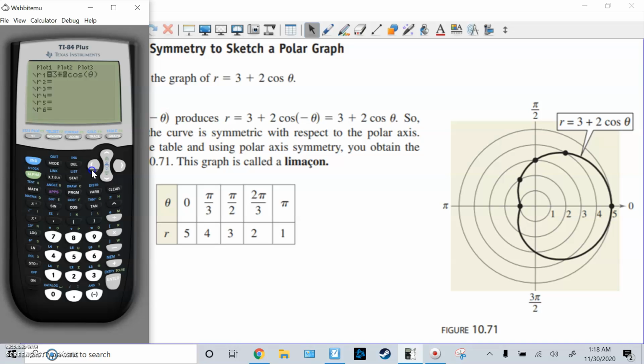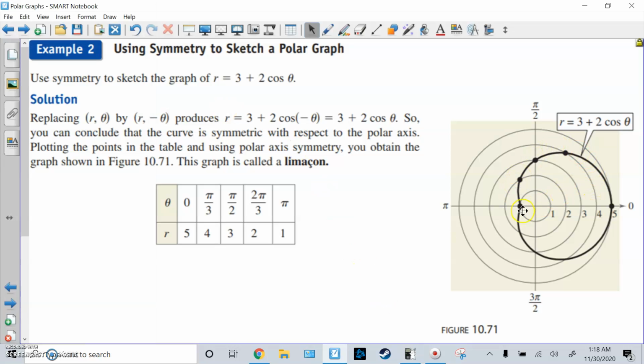Notice, let me turn that thing back on. Notice it starts right here. It goes in that. Kind of flattens right there. Or actually cuts in and goes there. Alright, so this is called a limacon, like a lime shape.